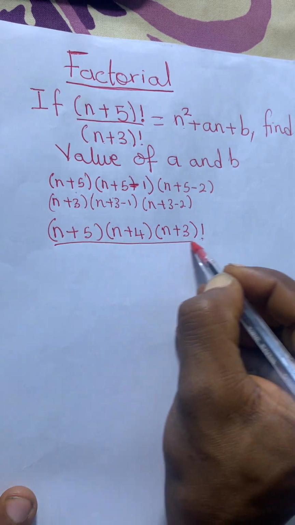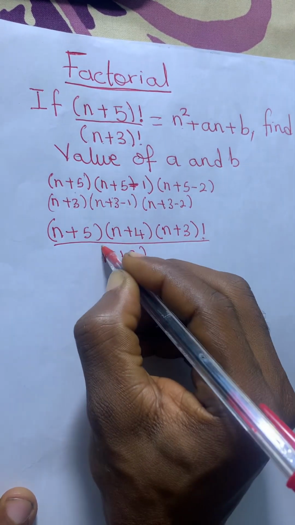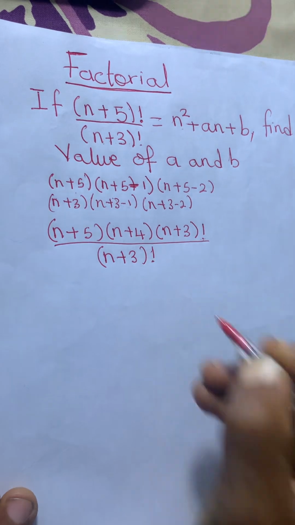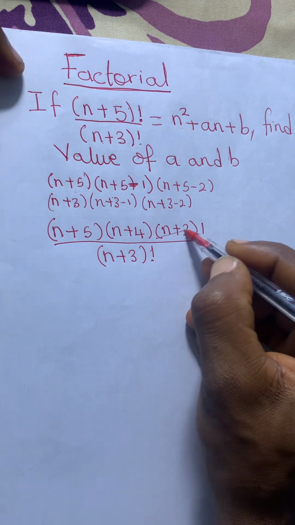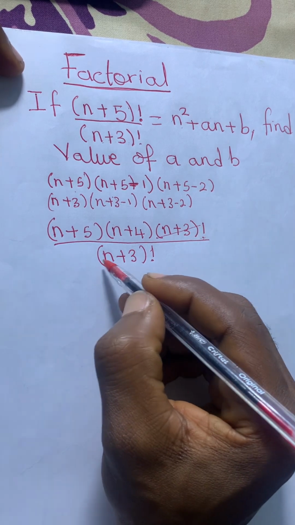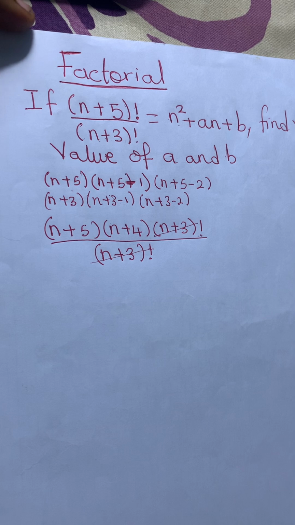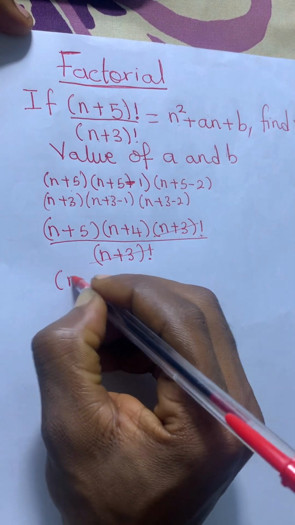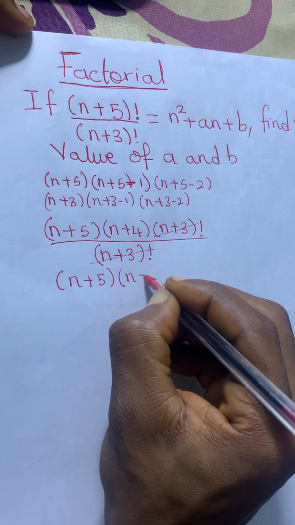All over (n+3)!. Now, (n+3)! in the numerator will cancel out (n+3)! in the denominator. So now we are having n plus 5, n plus 4.